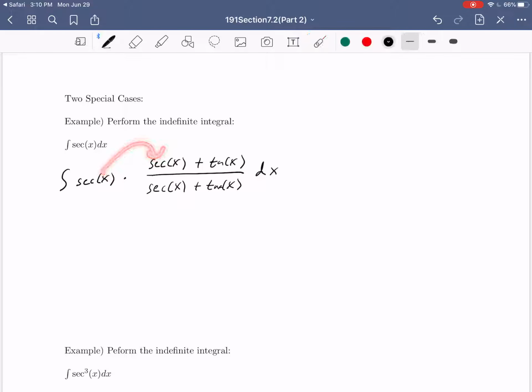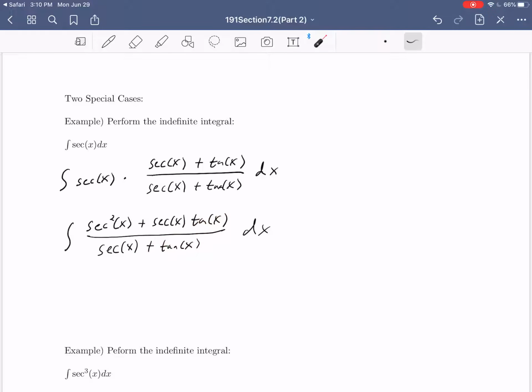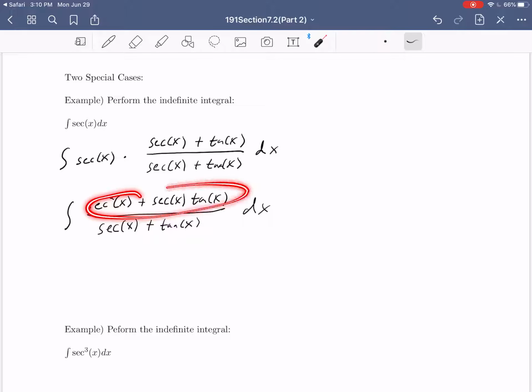Let's go ahead and distribute this secant up top. So we now have the integral of secant squared plus secant x tan x over secant x plus tan x dx. Now, could we try to simplify and cancel? Sure, but then of course we just get back to here. So we want to use this more complicated form. Why is this more complicated form good? Well, you should check out that top and notice that it looks very suspicious. The top is secant squared plus secant x tan x. Literally, the top here is the derivative of the denominator. The derivative of secant is secant x tan x, and the derivative of tangent is secant squared.